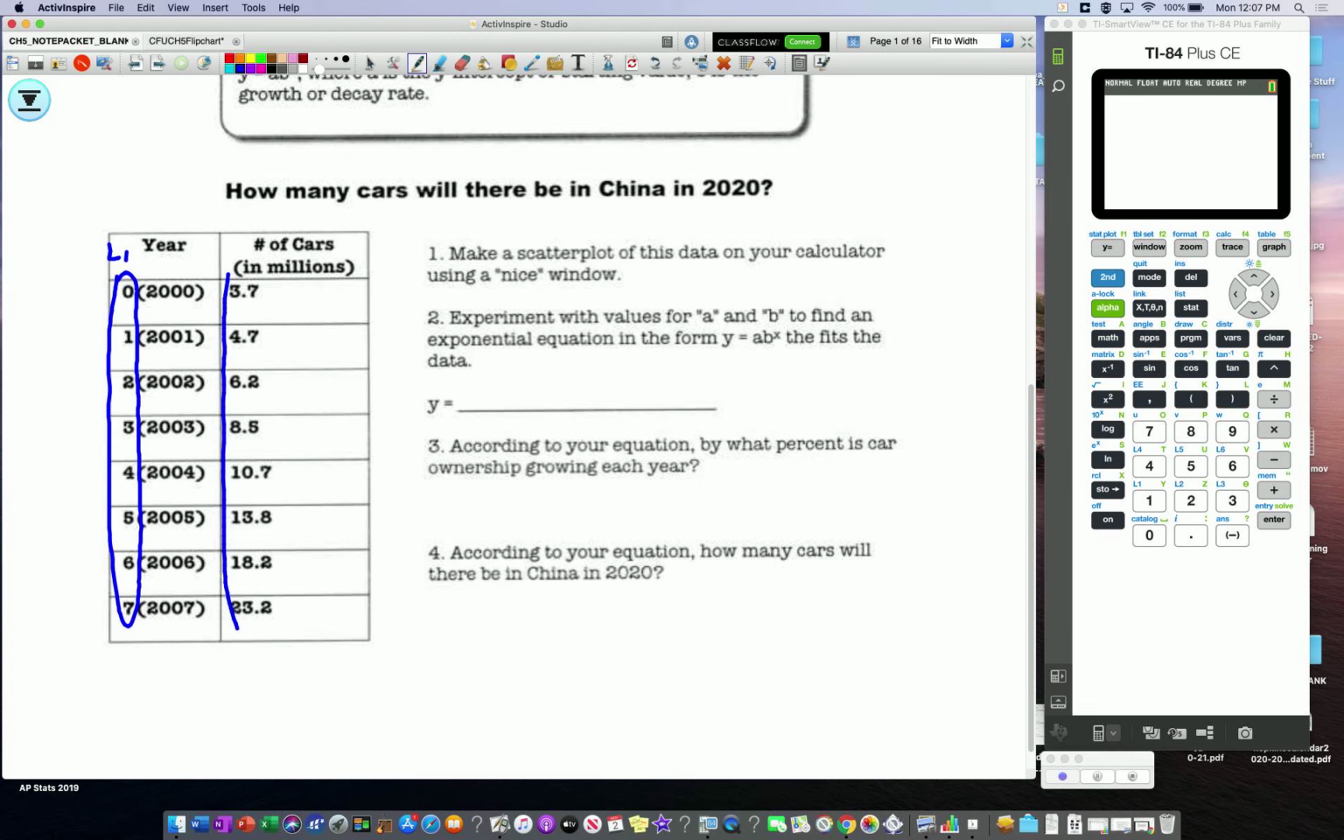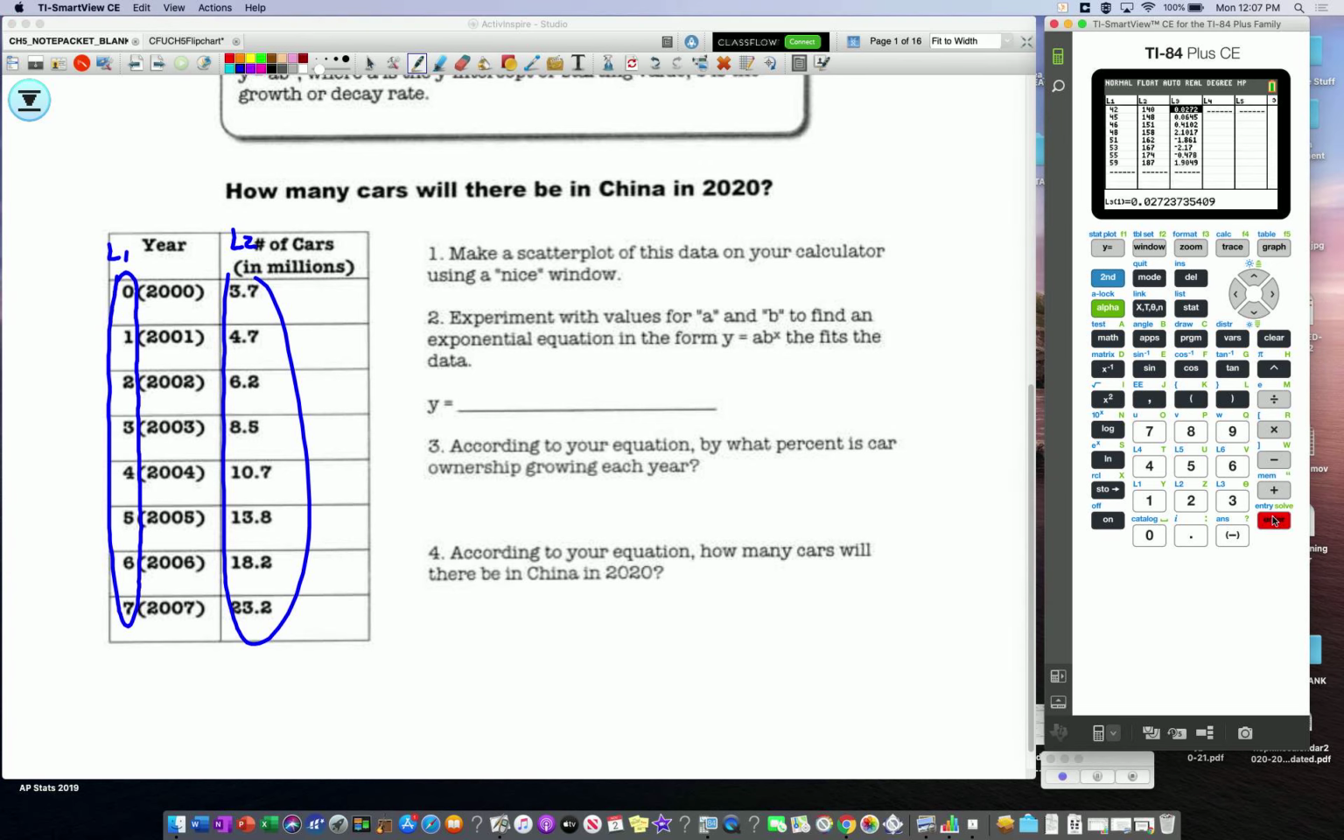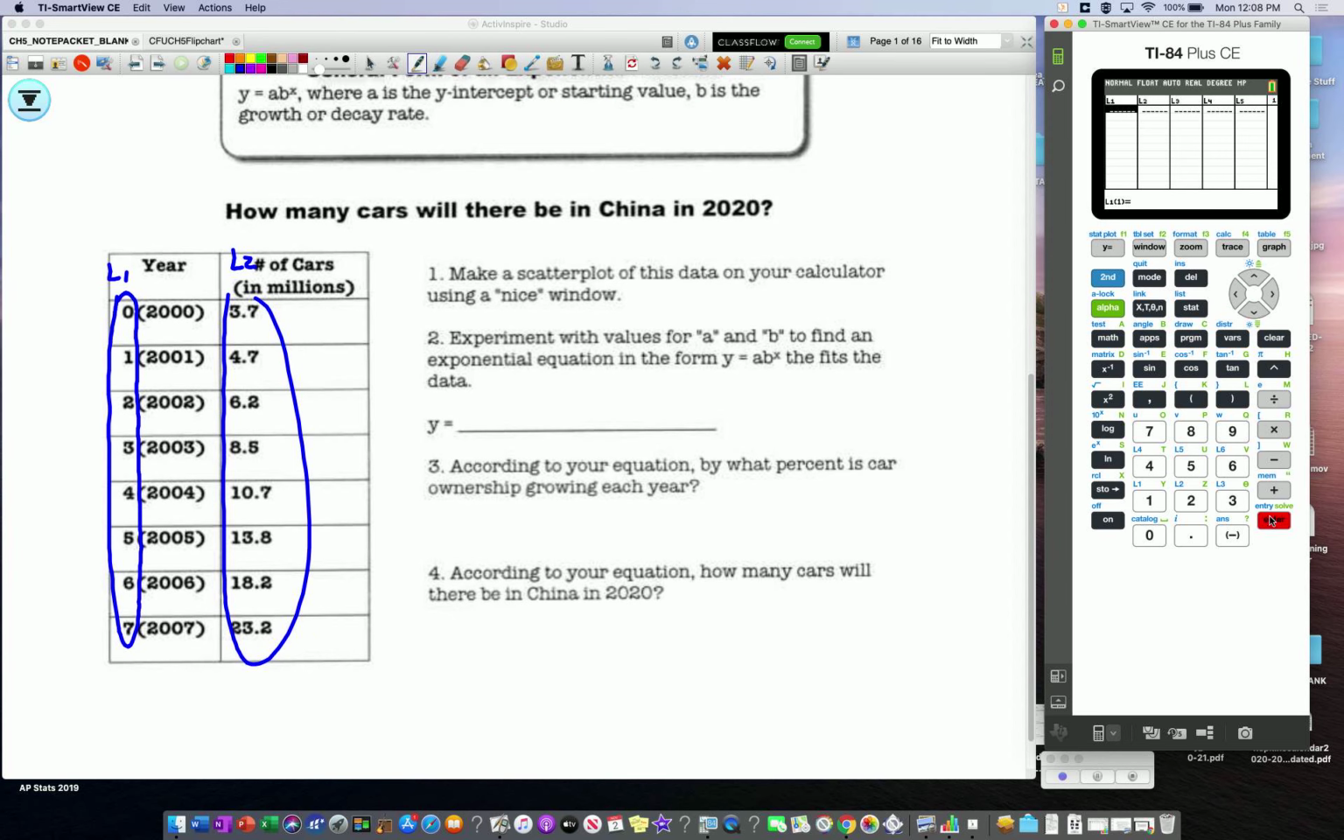And then these numbers right here, I'm going to enter in list 2. So again, just to remember how to enter data in our calculator, we simply go stat, edit. Of course, I've got a bunch of data in here, so I'm just going to highlight the lists and clear them out. So you can see I'm clearing them out right now.